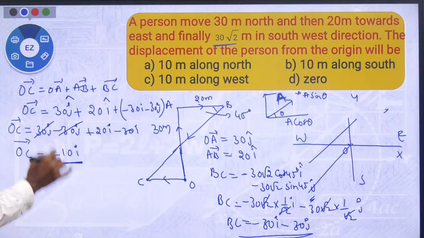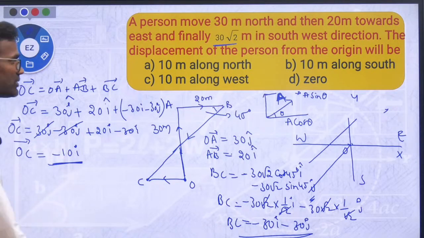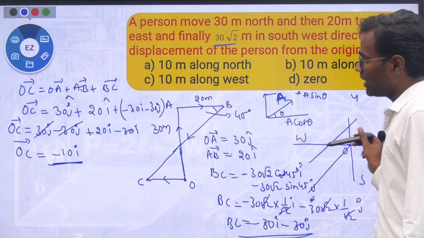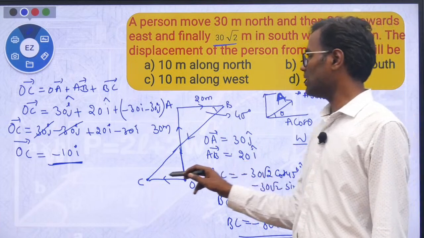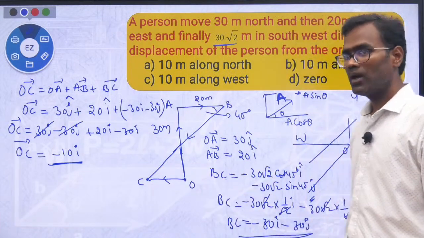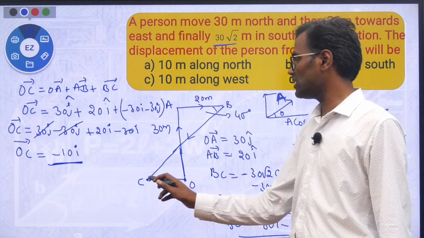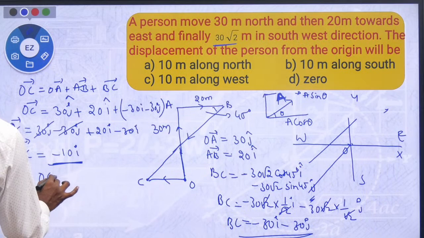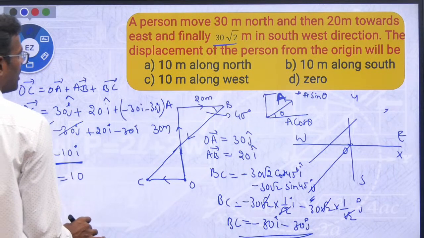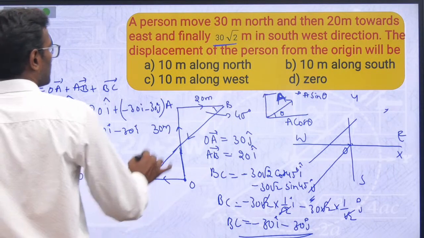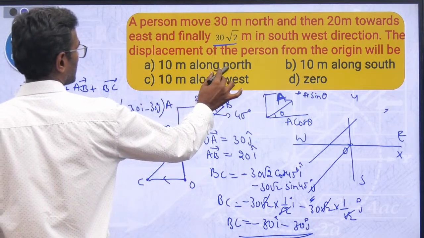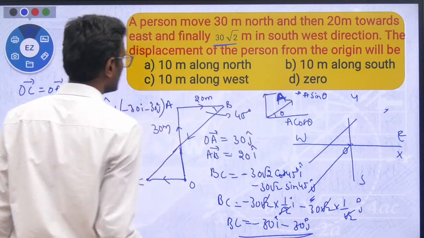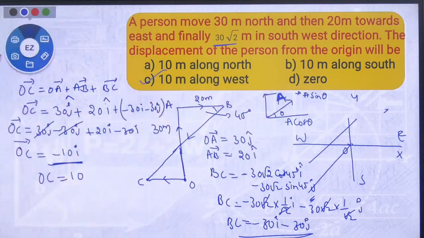So this minus represents the negative direction. It means finally he is moving in the west direction, 10 meters away from the origin. So this is your answer. Therefore the magnitude of the displacement is 10 meters along west. This is your answer.